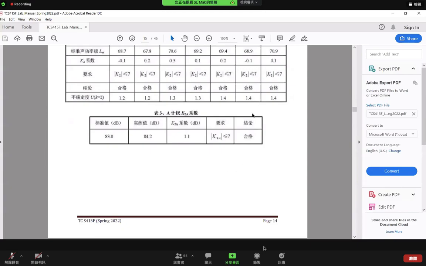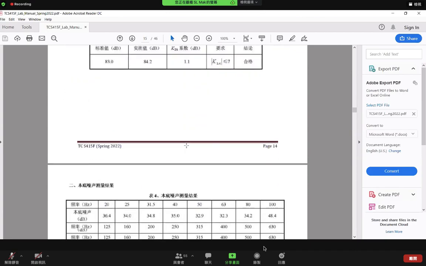Because the standard 3745 requires K2A less than or equal to 7, that means it is passed. But according to ES31, the requirement is 2 dB, not 7. So we cannot directly refer to this requirement. We should check whether the value of K2A meets ES71 or not.